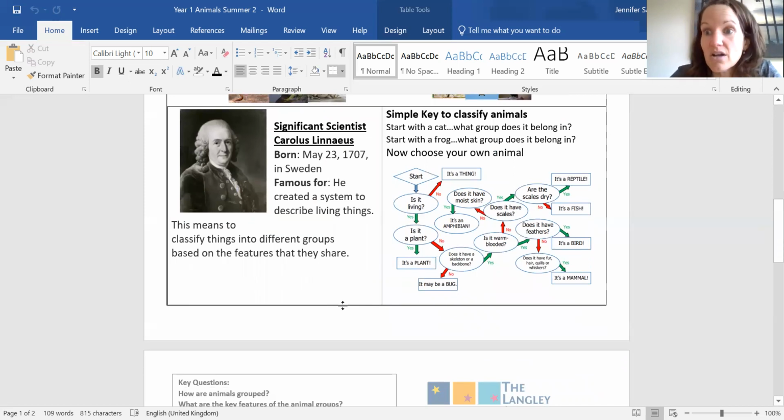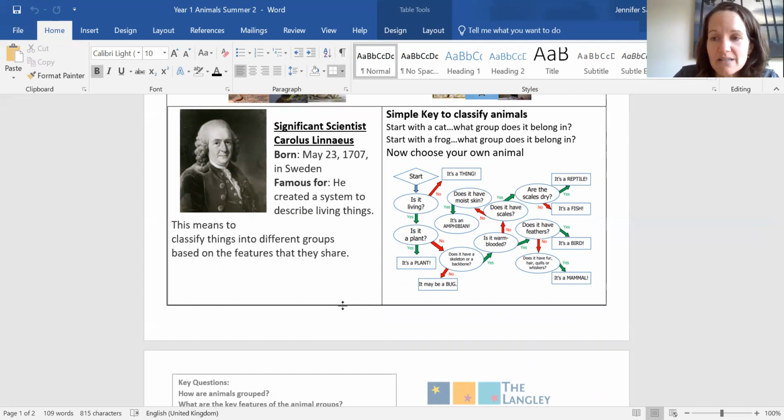And here we have Carl Linnaeus. Now, he was born on May 23rd, 1707. So over 300 years ago. And he was born in Sweden. Now, he is famous for creating the system to describe living things. So the things that we've learned about mammals and fish and amphibians and reptiles, he created that system.